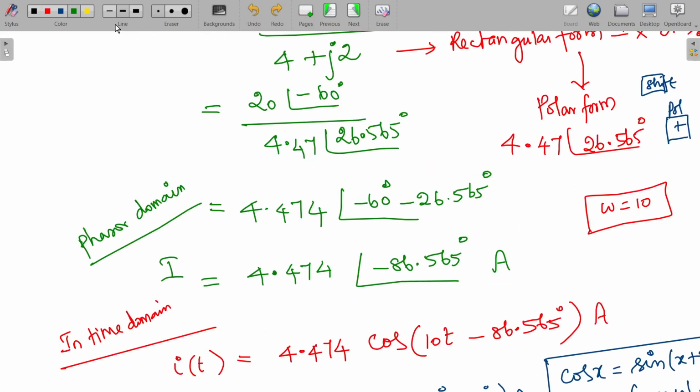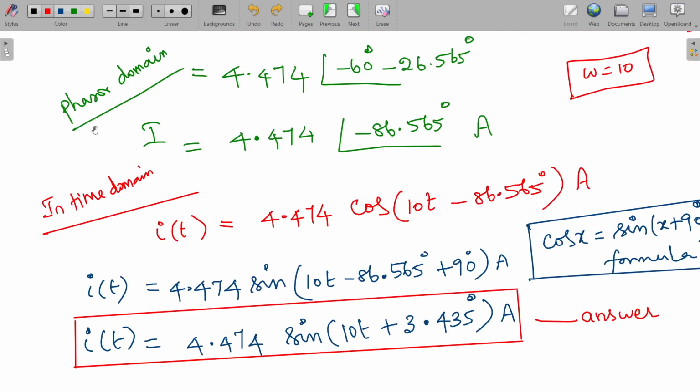To perform division in the phasor domain, you simply divide this 20 by 4.47, so that you get this answer, 4.474. Then you consider these angles. Whenever you get these angles, you have to subtract them, because you have the division. So it is minus 60 minus 26.565 degrees. Then you get the current I, capital I, in the phasor domain as 4.474 angle minus 86.565 amperes.